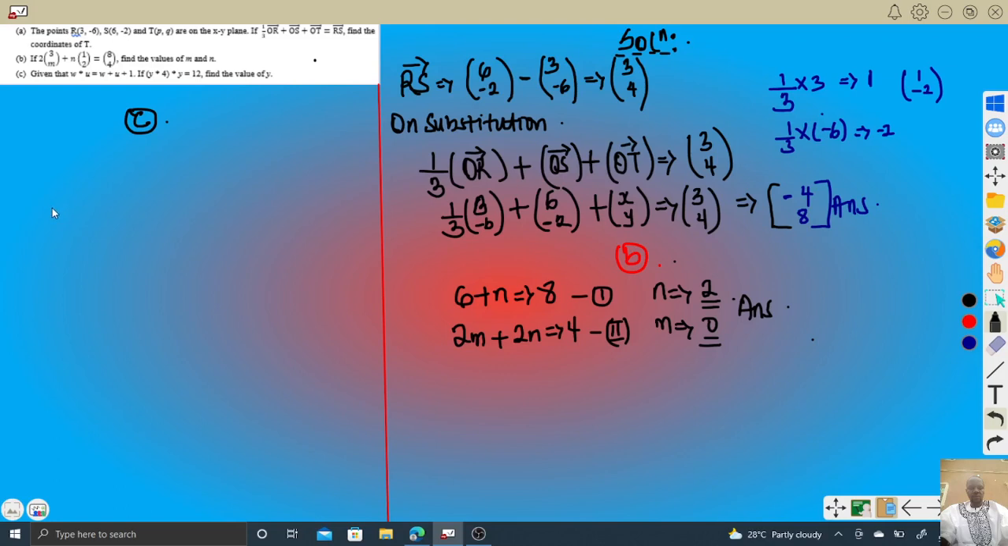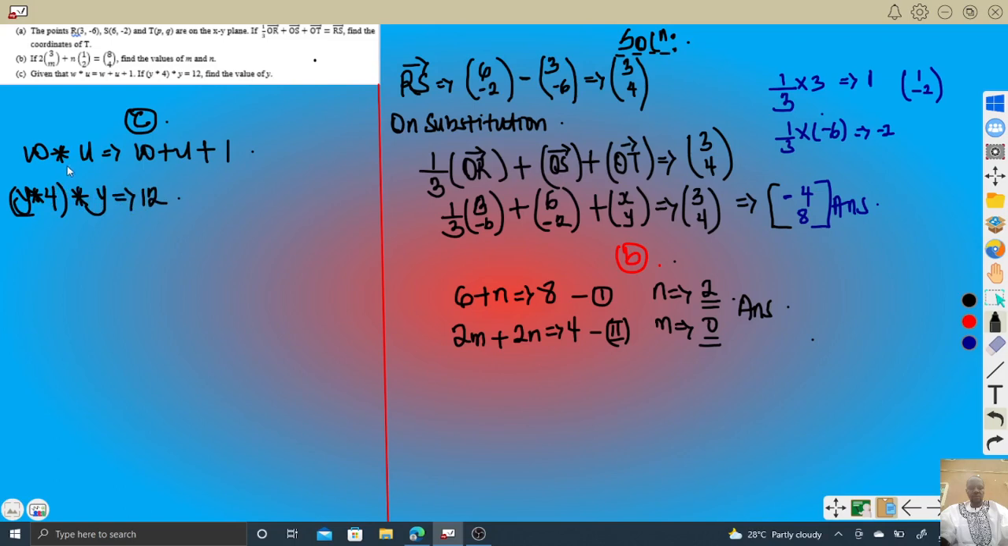Now, solving for C, we have W asterisk U. I'll help you write. W asterisk U is equals to W plus U plus 1. That's the operation that I was given. So the question says if y asterisk 4 asterisk y is equals to 12, you have to find y.